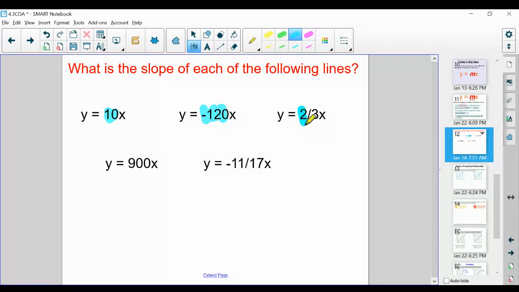What about in here? Yeah, our slope is going to be 2 over 3. This fourth equation, y equals 900x. Slope is 900. What about this last equation? y is equal to negative 11 over 17x. Our slope is going to be equal to negative 11 over 17. Right? Whatever that number is, that's going to be our slope.